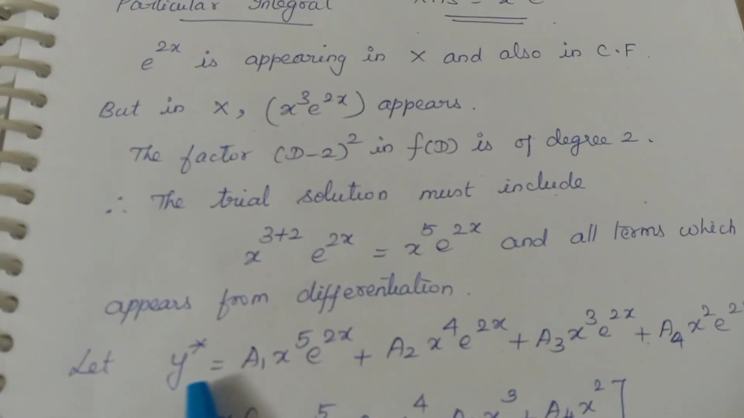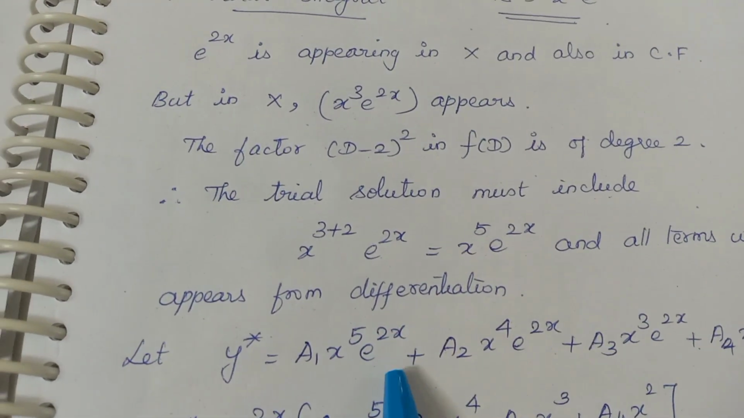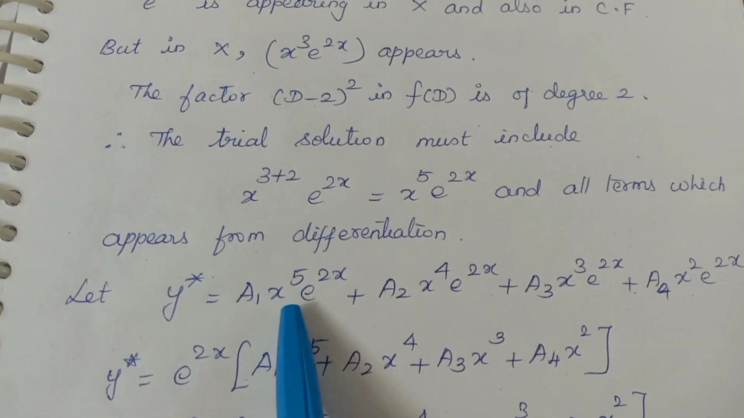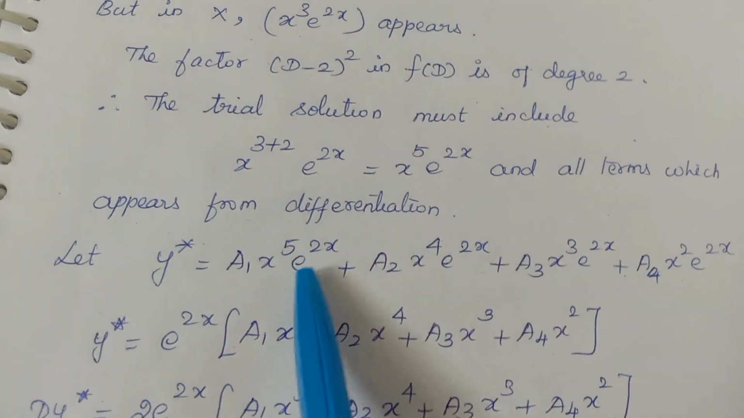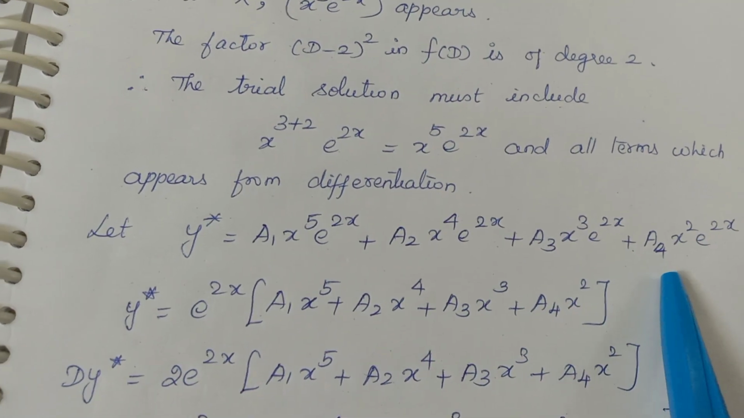Okay, right. So, what is the trial solution? How will you write? Y star is equal to a1. Write this term first. X power 5 e power 2x. Okay. So, you have to descend the powers, because while differentiating this x power 5, what will you get? X power 4, x power 3, x power 2, no? So, write all the values. So, x power 4 e power 2x, x power 3 e power 2x, x square e power 2x.